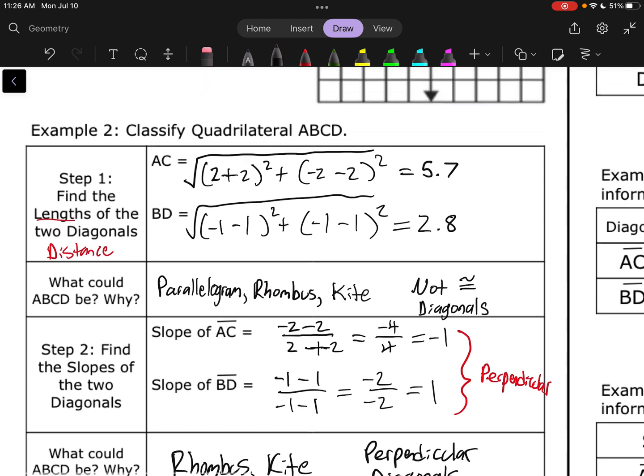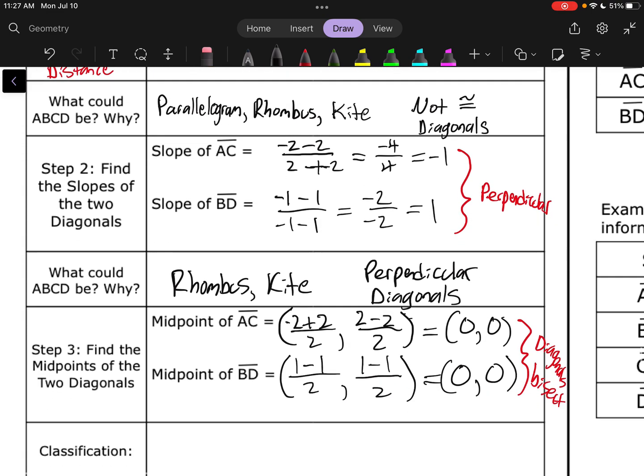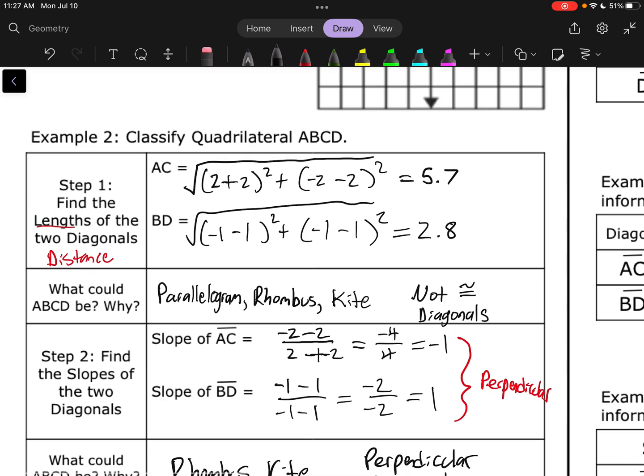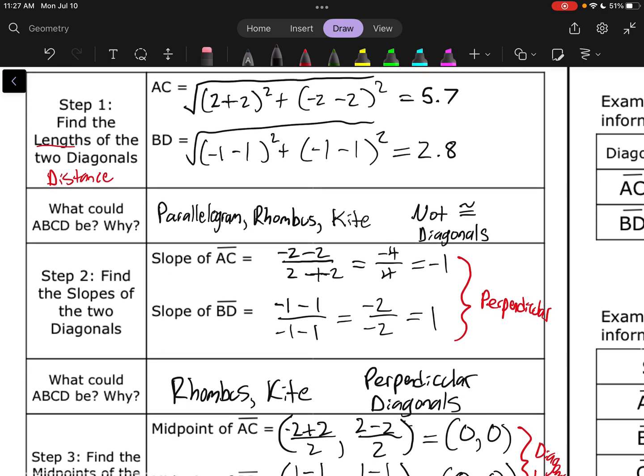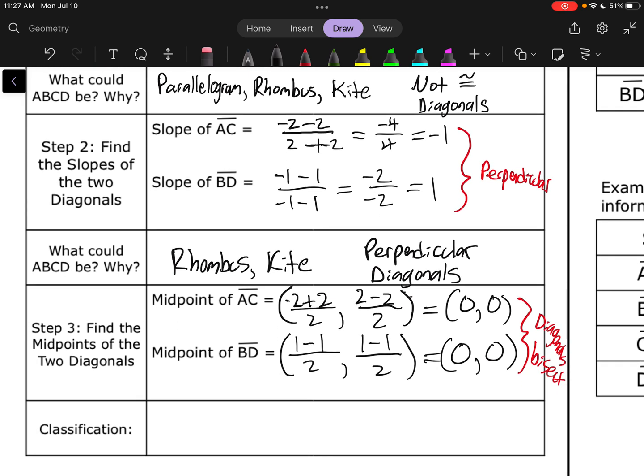Because if they both have the same midpoint, that means that this diagonal is cut in half right at 0, 0, and this diagonal is cut in half right at 0, 0. So that point right there, the origin, is the midpoint of both diagonals. So our diagonals, we found out, are not congruent by doing the distance formula. They are perpendicular by doing the slope formula. And they do bisect each other by looking at the midpoint formula. And that only happens in the rhombus. If we happen to get two different midpoints on step 3, it would have been a kite.